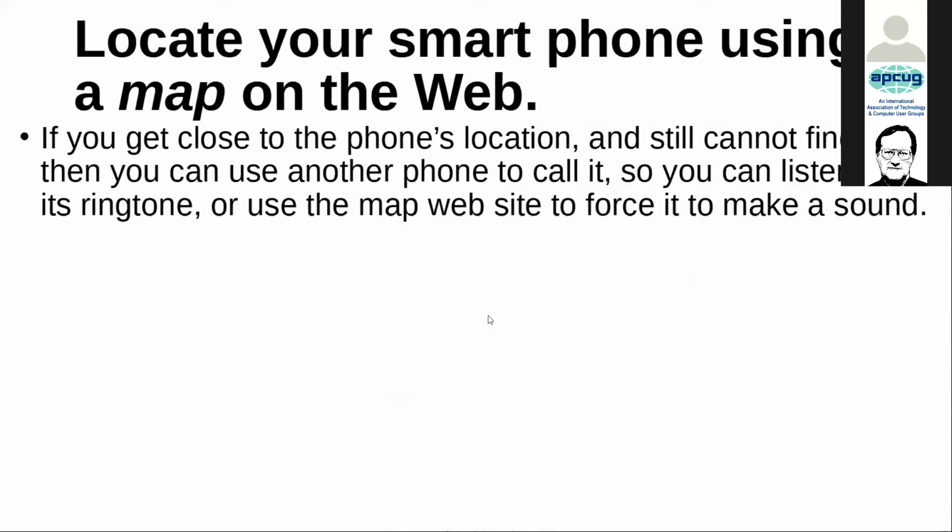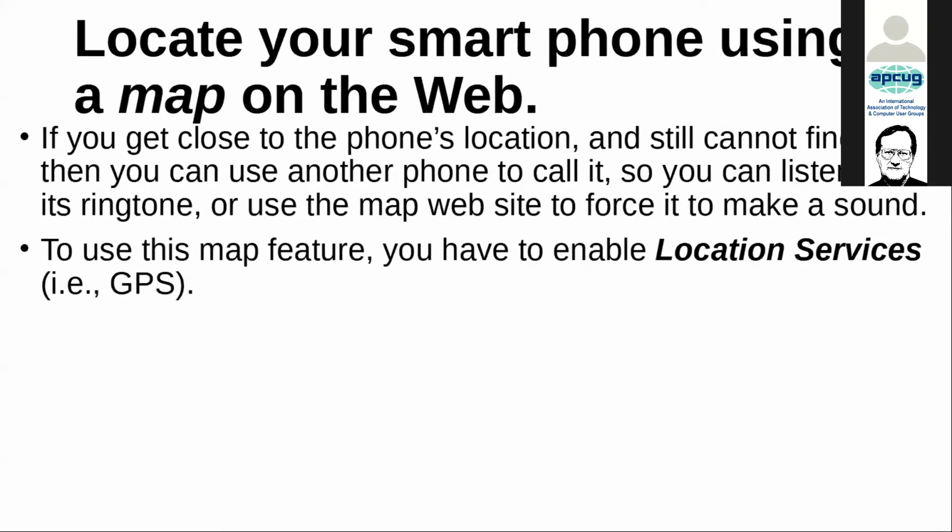But before we get into the details, if you get close to the phone's location and you still cannot find it, you can also use another phone to call it, or you can use a website to force it to make a sound again if you want. And of course, because of the way GPS works, it's going to show you the location on a map, but if that location happens to be in a multi-story building like my home, then it's not going to tell you which floor it's on. So you're going to have to listen carefully.